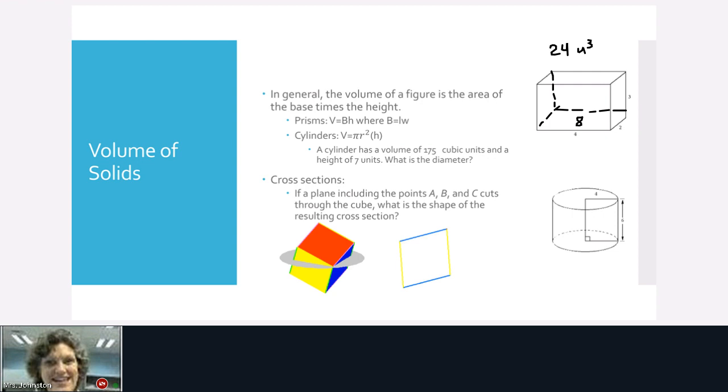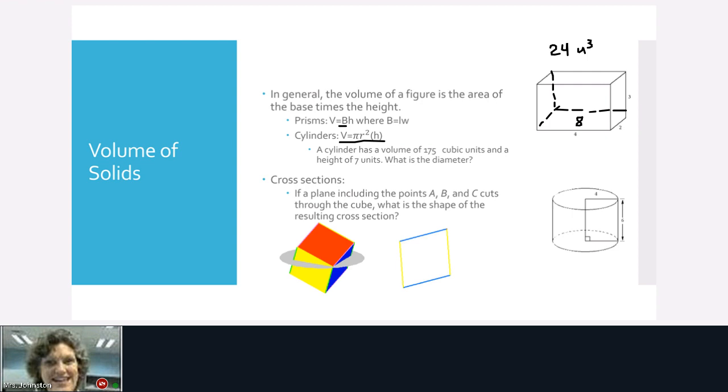Now, that's in general, and it certainly applies to a prism. Remember that the area of the base will be length times width, and when the B in a formula is capitalized, that means the area of the whole base, the polygon base. The volume of a cylinder is given as pi r squared times h.